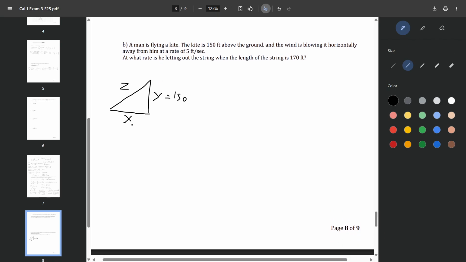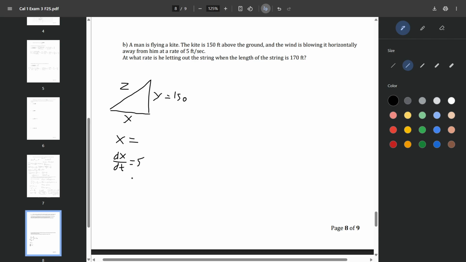So let us see what other variables we have. We have x, and x we don't know yet, as far as we can tell. Our derivative, dx over dt, because in this question we are looking at how these variables change over time. Our dx dt is 5 because the question says that the horizontal distance is changing at 5 feet per second.